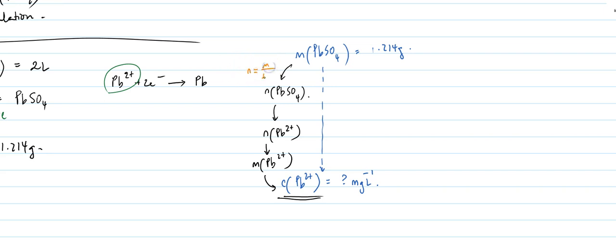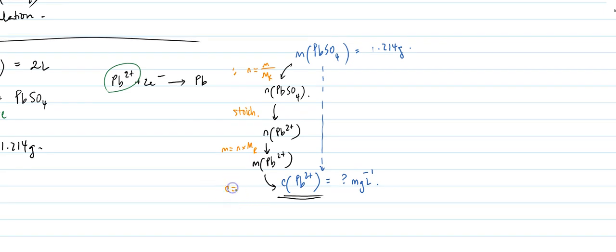I would use n equals m over capital Mr here. I would use stoichiometry here. And I would use m equals n times Mr here, so just a rearrangement of the formula of this one. And then the last one, C equals, so concentration is always some amount, in this case mass, over volume. We want to find milligrams per liter, so we just put in this concentration equation here, milligrams divided by volume in liters. That's the plan.